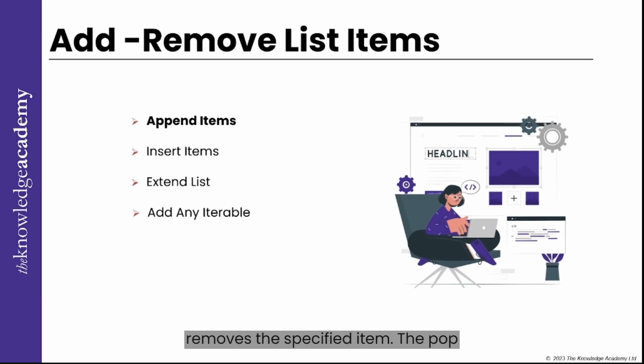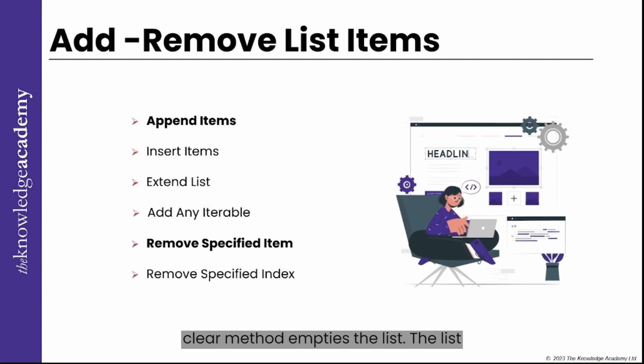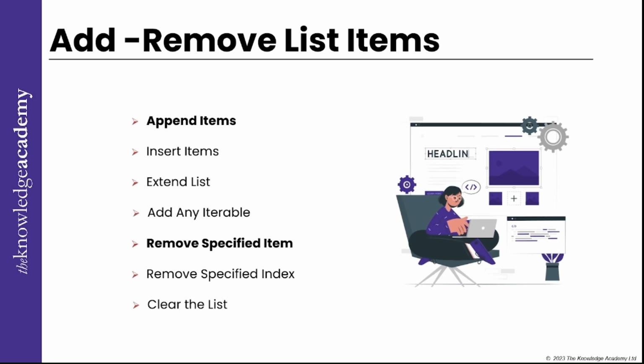The remove method removes the specified item. The pop method removes the specified index. The clear method empties the list. The list still remains, but it has no content.